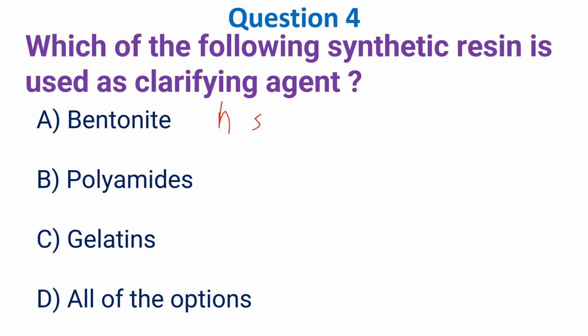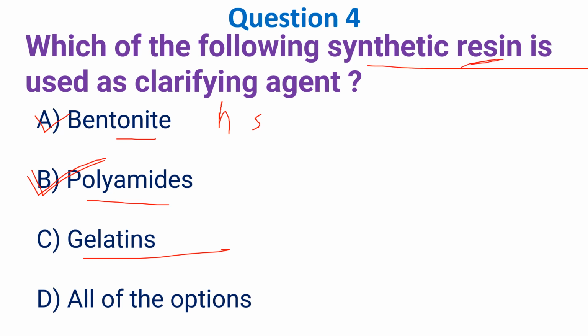The options are A. Bentonite, B. Polyamide, C. Gelatin. The right answer to this question is polyamide, which is a synthetic resin. All of these are clarifying agents, but polyamide is the synthetic resin used as a clarifying agent.